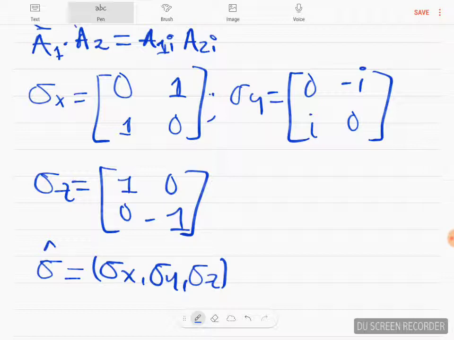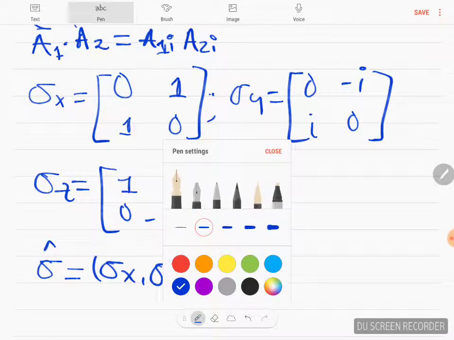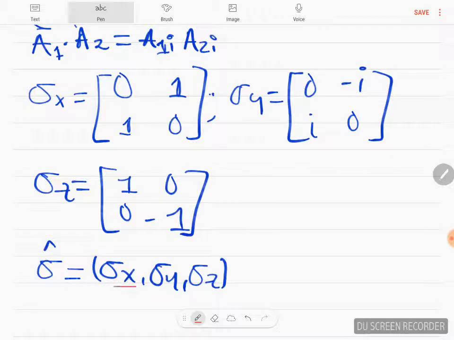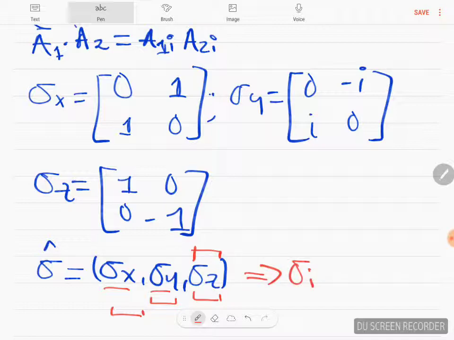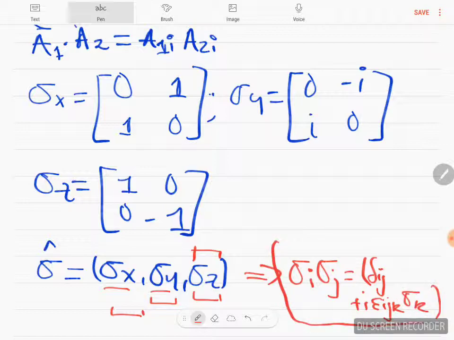And when you multiply any of the components of the sigma vector, let's say sigma x sigma y, or sigma y sigma z, or sigma x sigma z, then this product of the components sigma i sigma j can be written as a delta, the Kronecker delta, plus i times the Levi-Civita tensor times sigma k. This is a very useful identity that we will use.